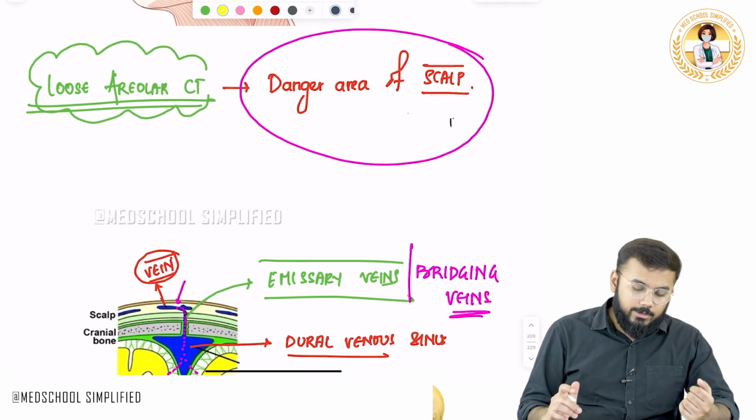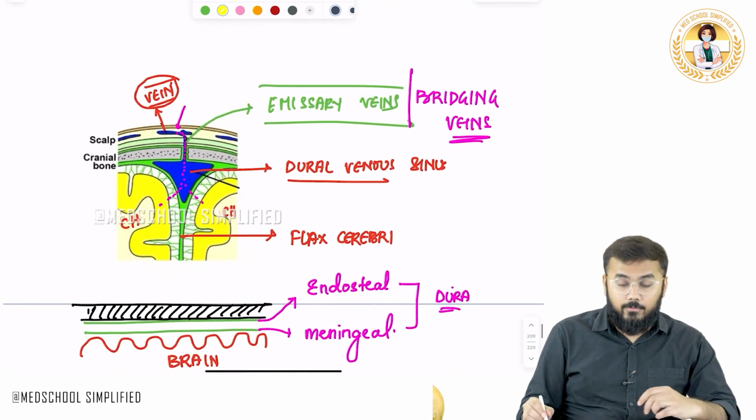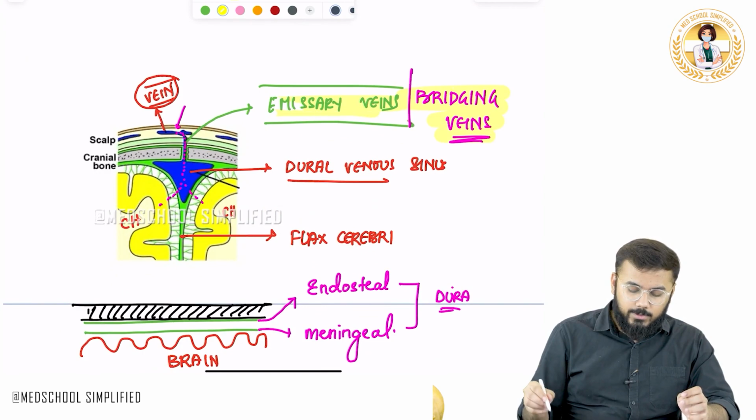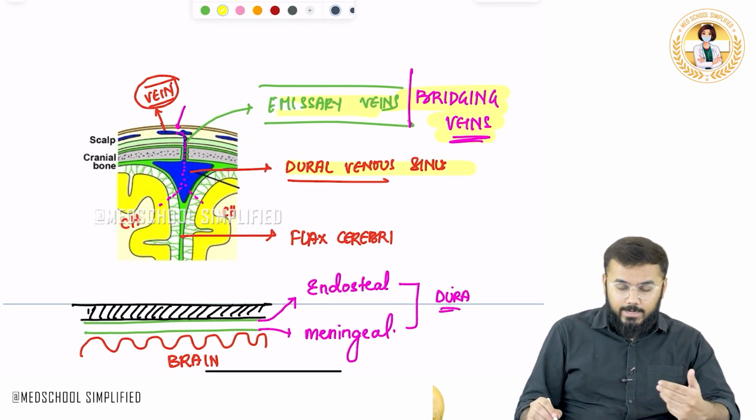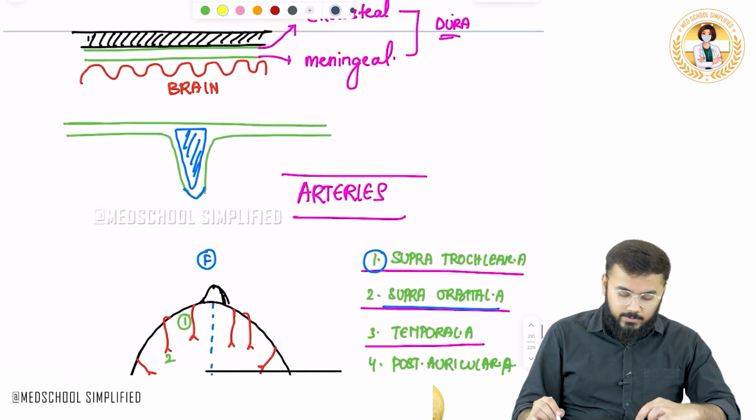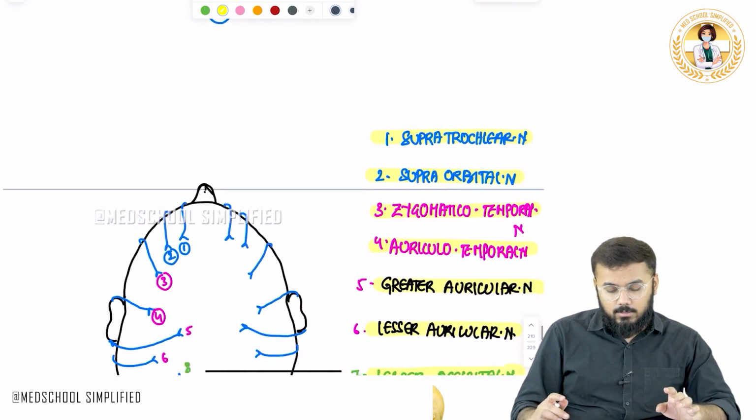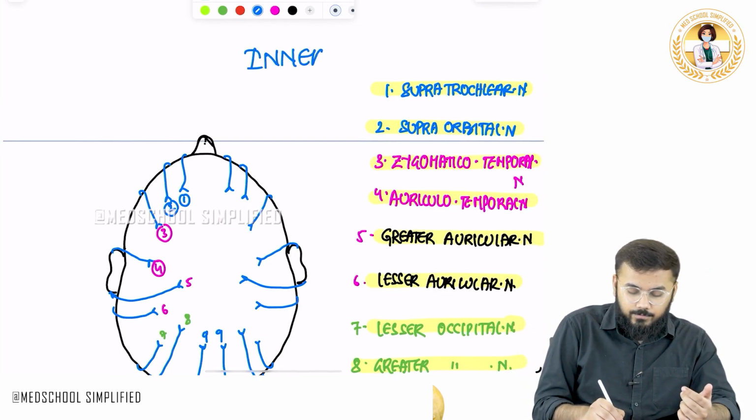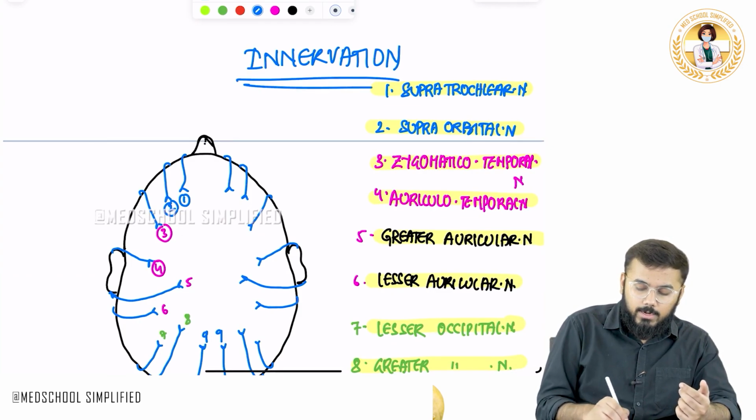And loose areolar connective tissue is very important. Loose areolar connective tissue is called as the danger area of the scalp. Why? Because it has got what veins? Emissary veins, which are also called as bridging veins. So what does it do? Infection from outside very easily can directly spread into the dural venous sinus with the help of these emissary veins. So arteries, just now we discussed. Veins, nerves we have just discussed. So this is the innervation. Innervation we have discussed. So this is all you need to know regarding the scalp region, guys.